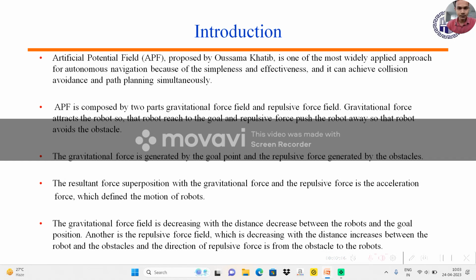Generally, the attractive force is exerted by the goal in order to attract the robot if it is in the region, so that it can reach the goal state, and the obstacle exerts the repulsive force in order to push away the robot so that there is no collision between the robot and the obstacles. The gravitational force is generated by the goal point and the repulsive force is generated by the obstacles.